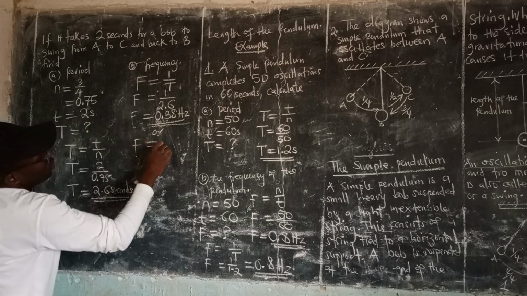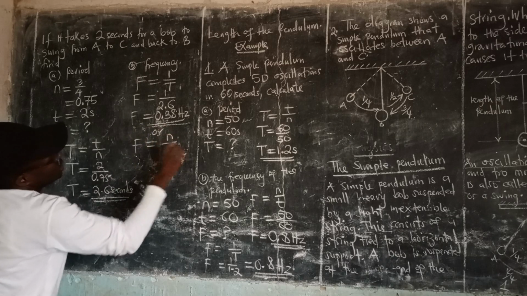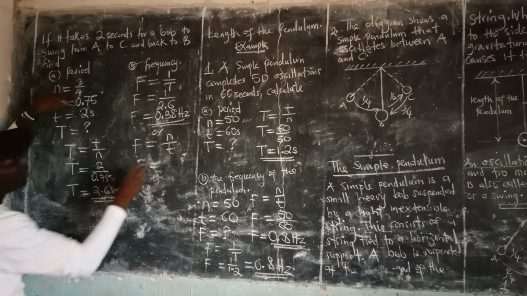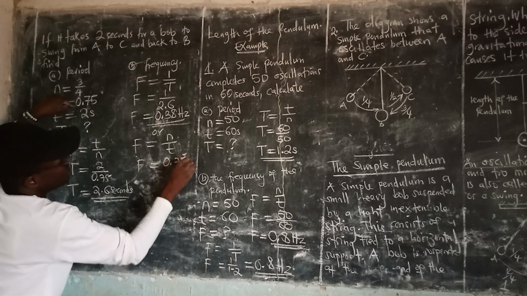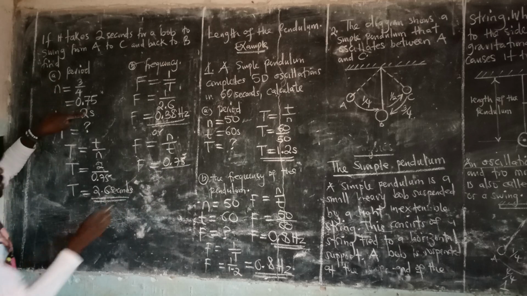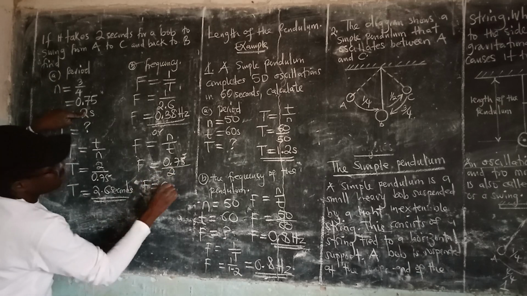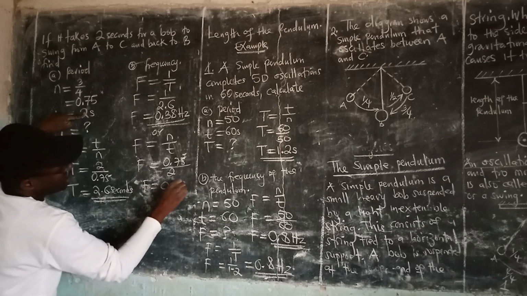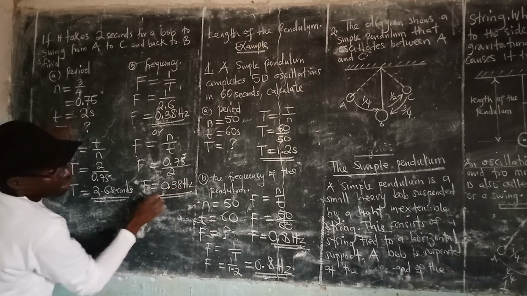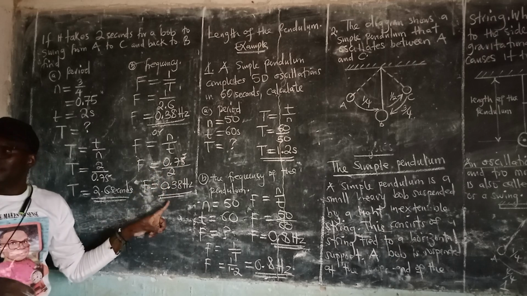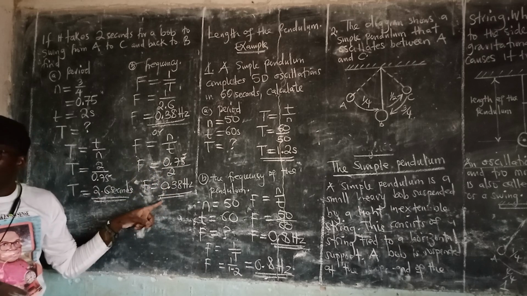Okay, go back with the formula. F is equal to what? N over T. Do you know N? Yes. Our N is here, which is what? 0.75. What is the time there? 2. Which means F is equal to what? 0.38. The moment 0.75 divided by 2, this is an answer.